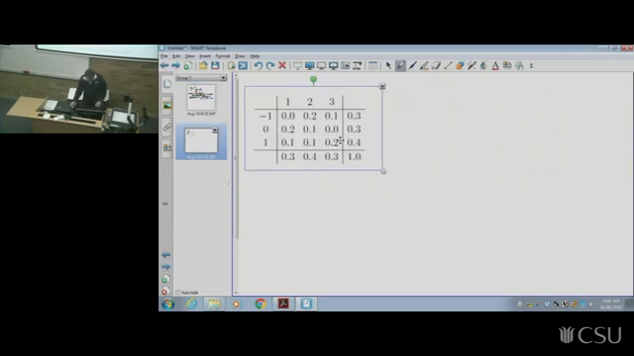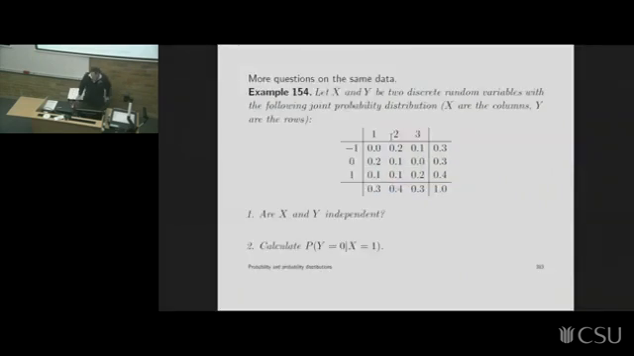Maths is super easy. Okay, let's go a few more. Question 2 down the bottom there, just a simple one. What's the probability that y is 0 given x equals 1?